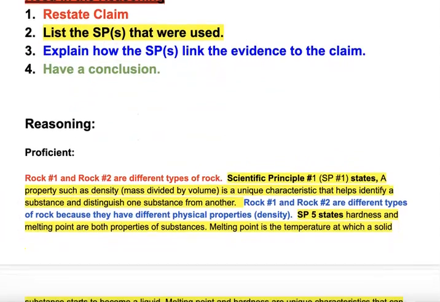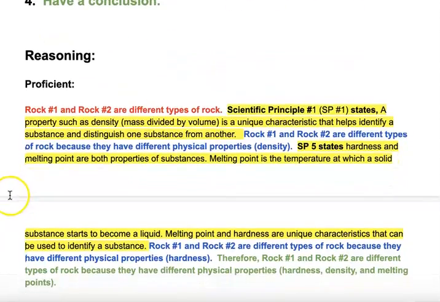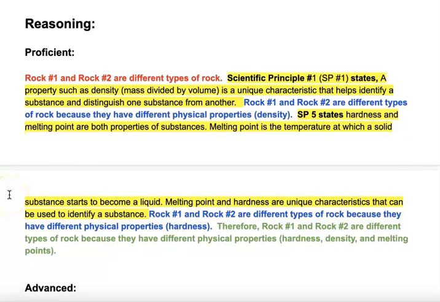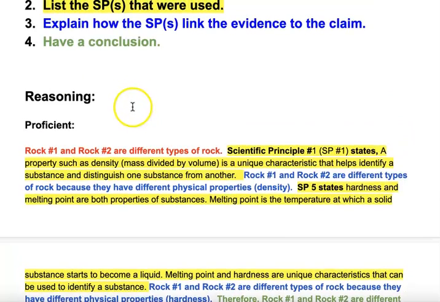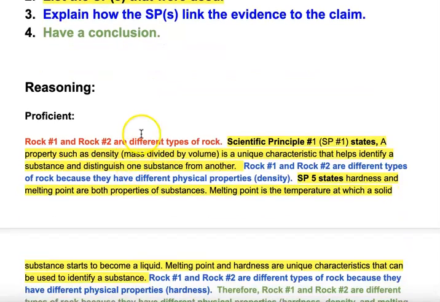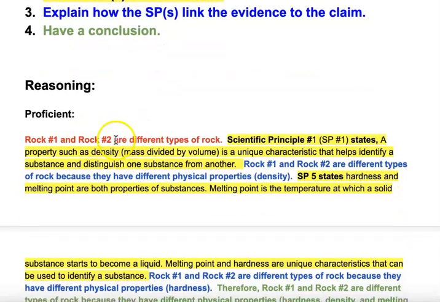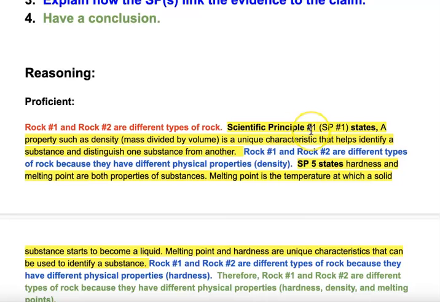So what I did for you, and we're just going to go through the reasoning for a proficient score, and I'll show you the advanced score here and talk about it a little bit, but I'm not going to read through it. So rock 1 and rock 2 are different types of rocks. I had it red because that's my claim. All I did was copy and paste that from up above. Scientific principle number 1, and you can write just SP number 1 if you want, and that shortens it up, states. And then I just copy and paste this.